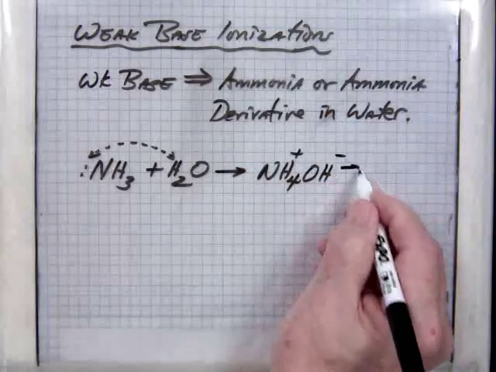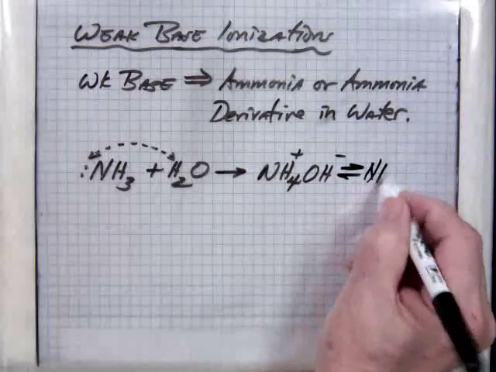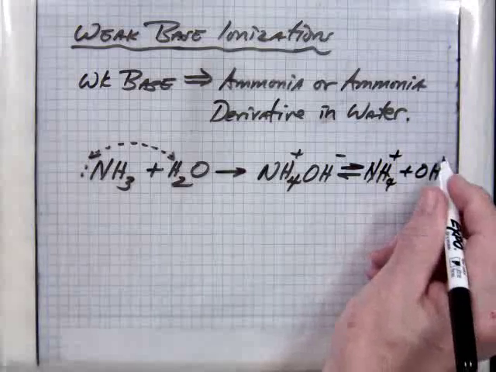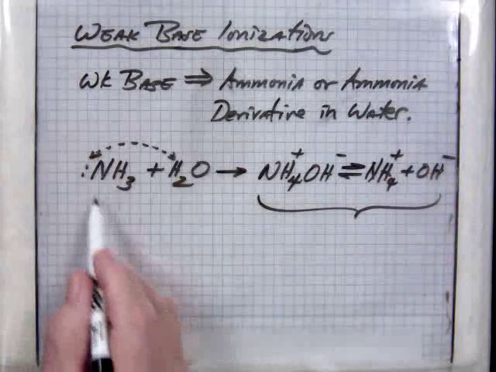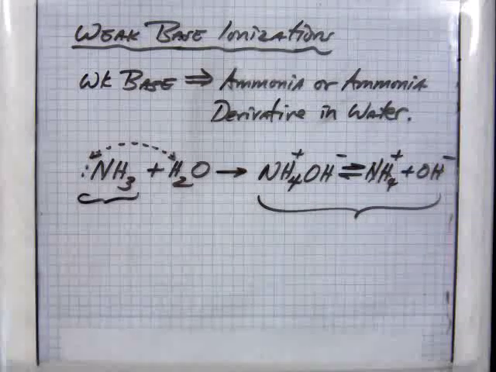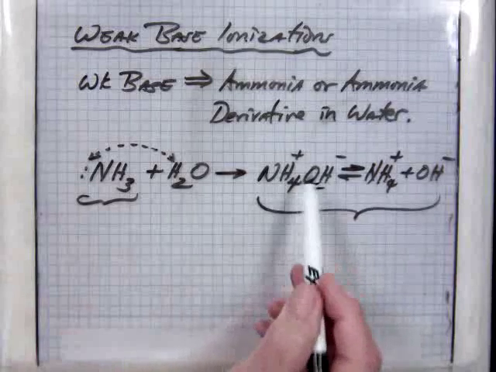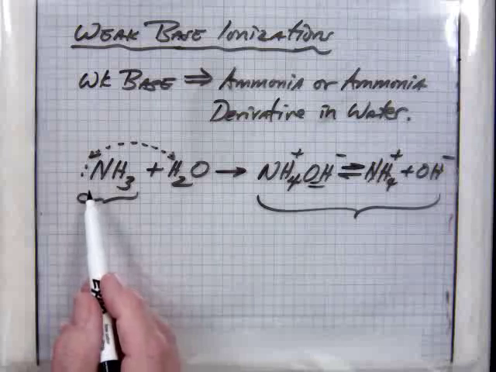And this will ionize to the ammonium ion and the hydroxide ion. This is your weak electrolyte ionization. However, on tests, they'll give you a list. It says which of the following is a weak base. Well, they will not give you the ammonium hydroxide.